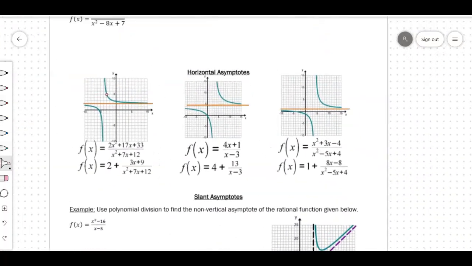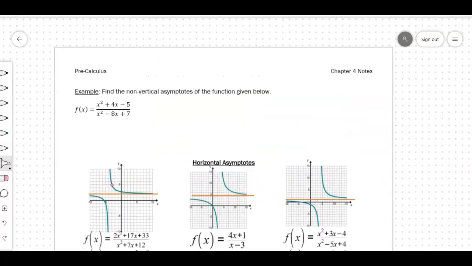Okay, so moving to the next page. Here's an example, and we want to find our non-vertical asymptotes. Before you do that, it's always a good rule of thumb to factor your function and see if anything cancels. Otherwise, we're going to have to use long division since we're dividing by a quadratic. I like to use synthetic, so if we can get some things to cancel, we might be able to use synthetic division instead. So the top will factor into x minus 1, x plus 5, where the denominator will factor into x minus 7, x minus 1.